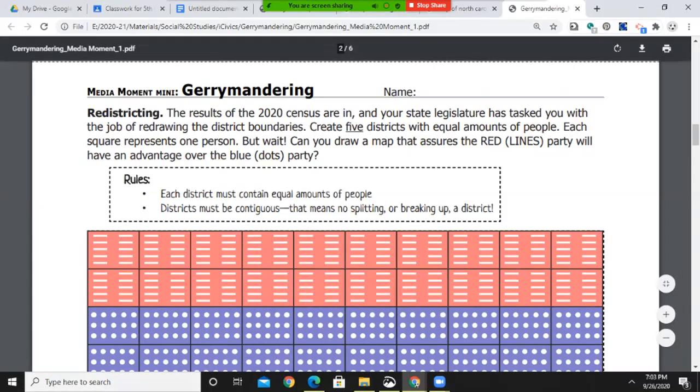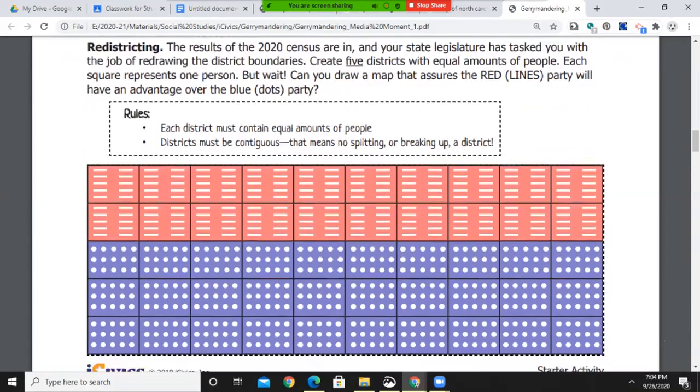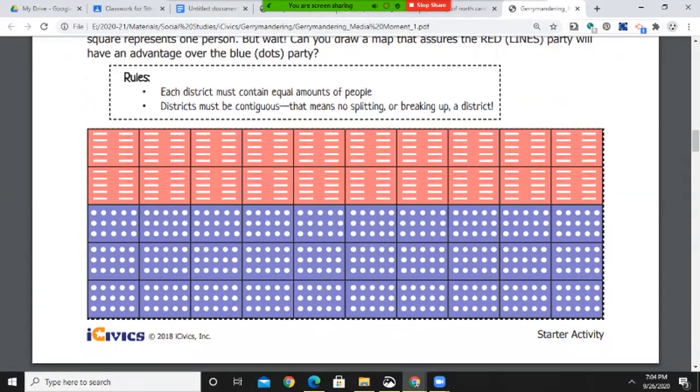So if this was your class project and you were working for the state, you would be asked to take all of these people and put them into different congressional districts, with each district containing equal amounts of people, and they must be contiguous. That means they have to touch, at least in one little spot. It means no splitting or breaking up a district. It sounds pretty easy. Let's put them by county lines. But in a state like Michigan, there are millions of people in just a few counties in the southeast corner and far fewer in the far northern counties.